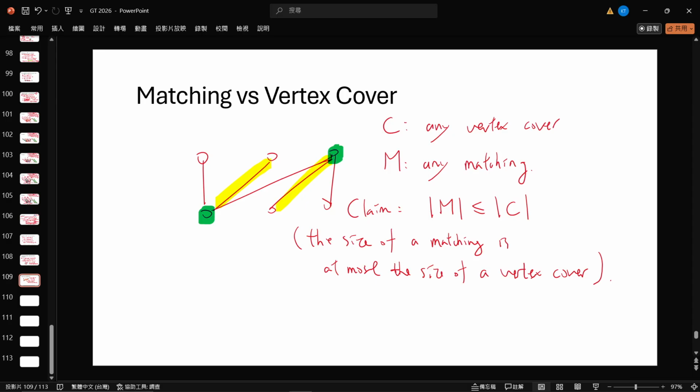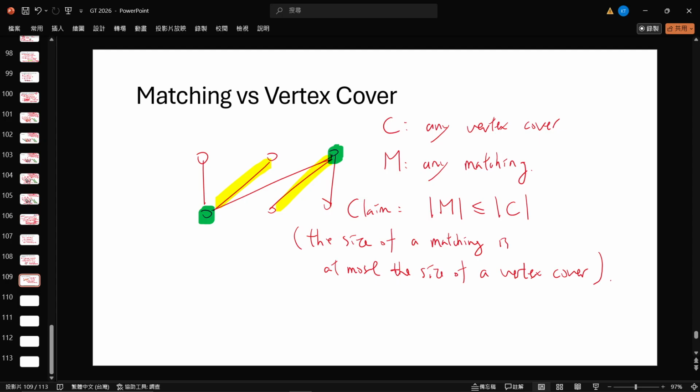And the reason that I want to use this claim is that suppose I have a matching and I can show you that the size of the matching equals the size of some vertex cover. Then this is a certificate to show that this is the best you can do. You cannot find a larger matching. Okay? So that's why I want to discuss this claim.